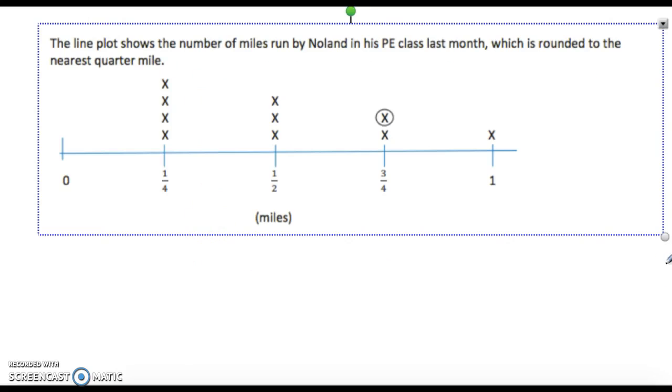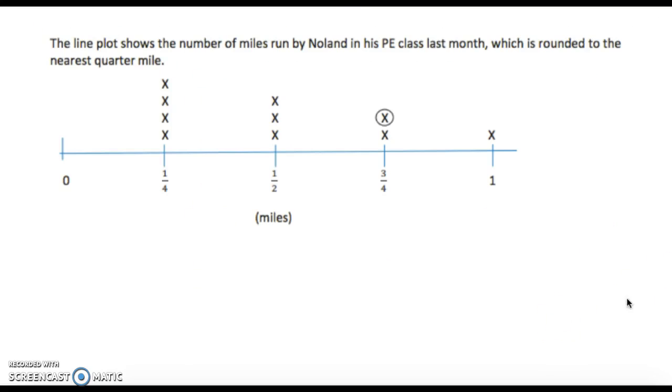I'm going to do the same thing. So this line plot is showing the number of miles run by Nolan in his PE class last month, which is rounded to the nearest quarter of a mile. Okay, so if I was going to write an expression to show how much he ran, how many amounts are we talking about? So we're talking about 1, 2, 3, 4, 5, 6, 7, 8, 9, 10. So Nolan went to PE class 10 times.